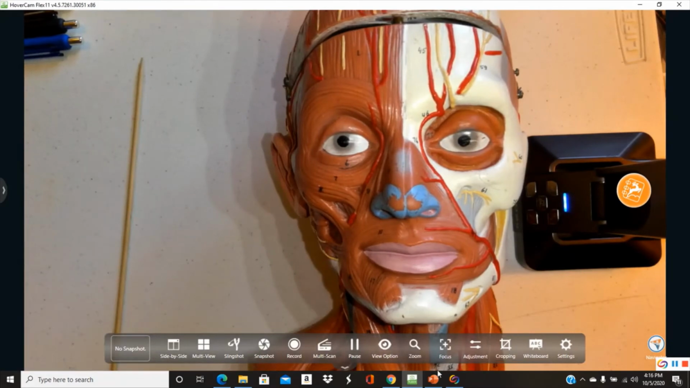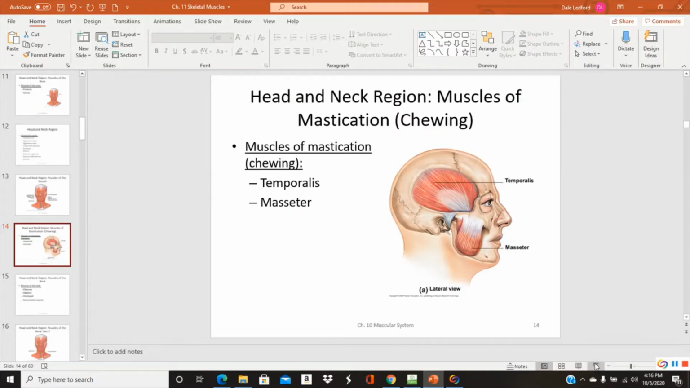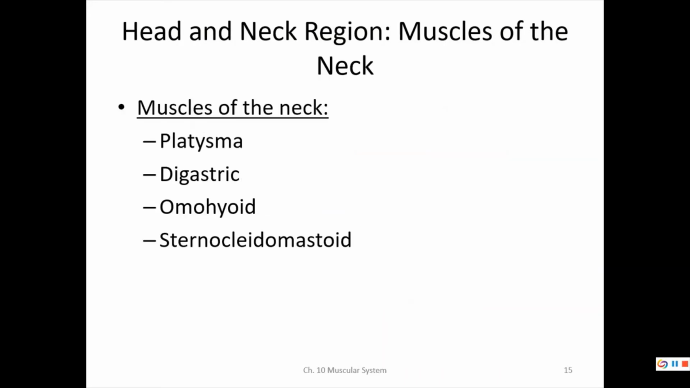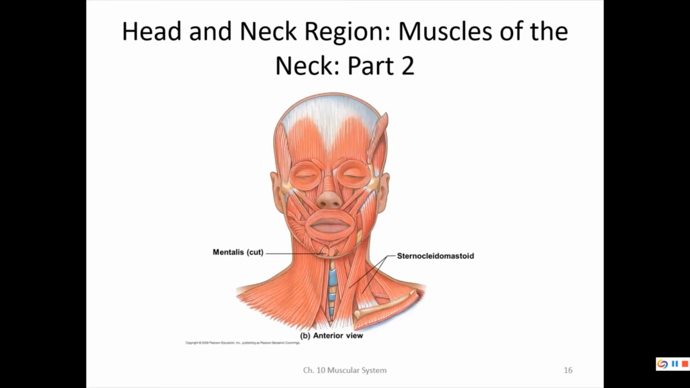Okay. Now we're going to be turning our attention here to the neck. The platysma, which will be diagram only, our models don't have platysma, digastric, omohyoid, and sternocleidomastoid. So let's turn our attention to the platysma first. Platysma, diagrammatically, is this muscle here.